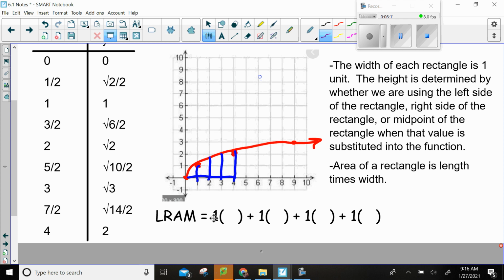So we have the width of the first rectangle is 1. The height here is on the left side. So we have this, here, I'll put this in there.